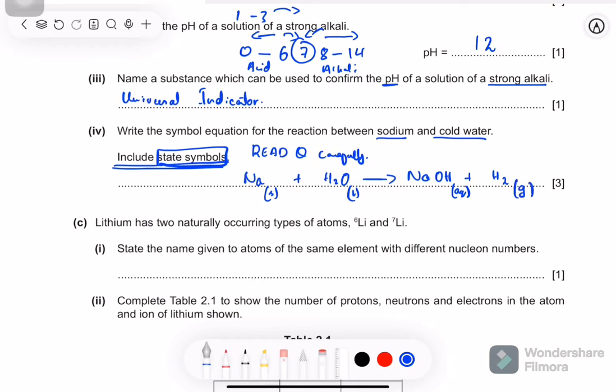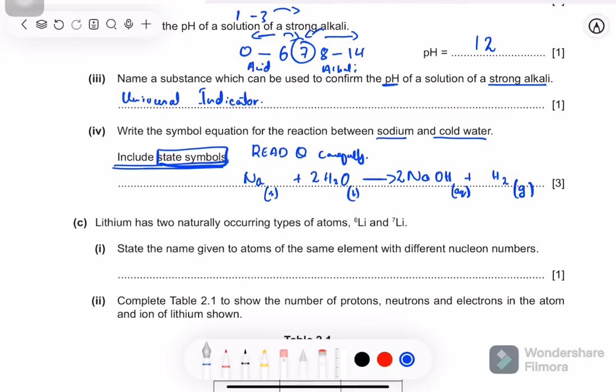Now for the balancing, we have 3 hydrogens over here. My tip for you is to try and make even numbers when you are balancing. For example, here you have 3 hydrogens, make it 4 hydrogens. 2 here, 2 here, 4 hydrogens. Here you have 2 hydrogens, so we can write this 2 to make a total of 4 hydrogens.